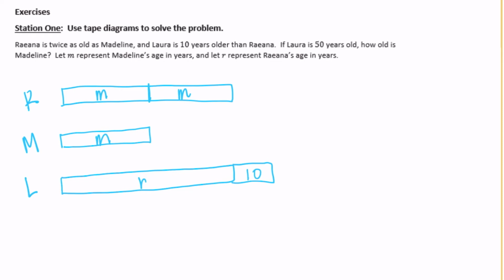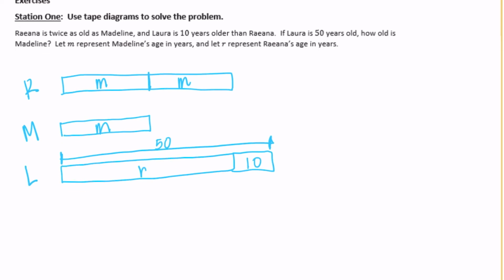Okay, and we also know that Laura is 50 years old. So this whole thing is equal to 50 years old. Okay, so we want to know how old everyone is, right? So the only one that we can really work with right now is Laura. So let's figure out how old Laura is.